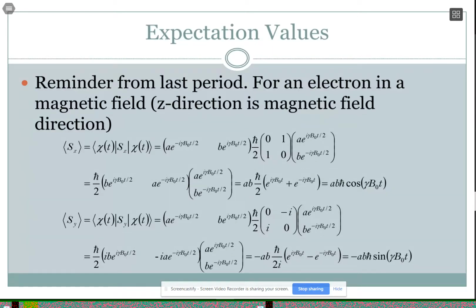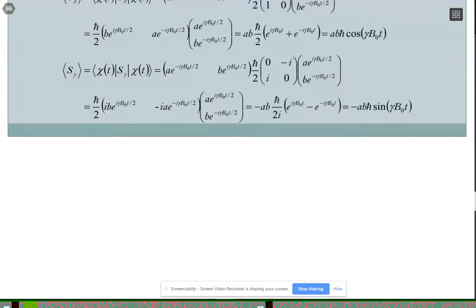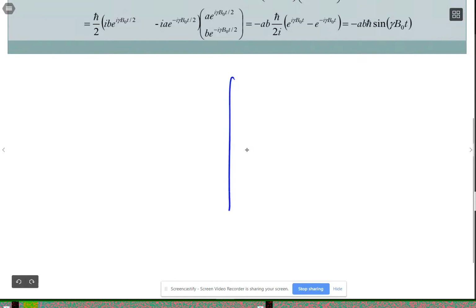So here was the end outcome for the expectation value for the X component of the spin when we put an electron in a magnetic field. Here is the expectation value for the Y component. So we have X is cosine, Y is minus sine with the same thing. So if we make a graph, here's X, here's Y, and if we plot these as a function of time, what are we going to see?